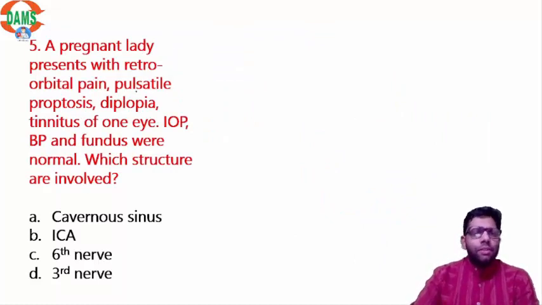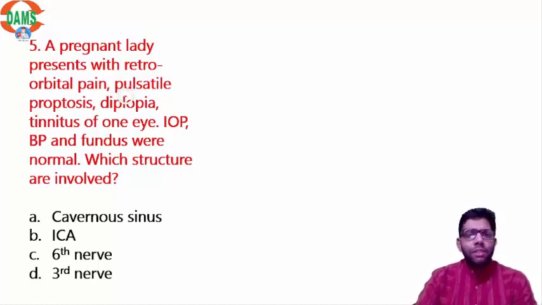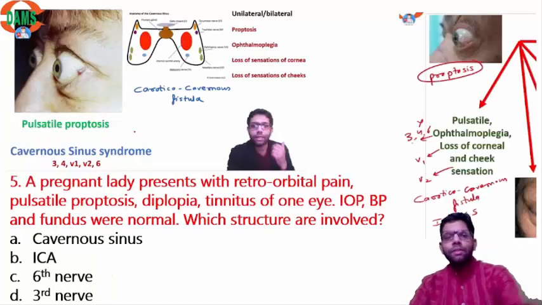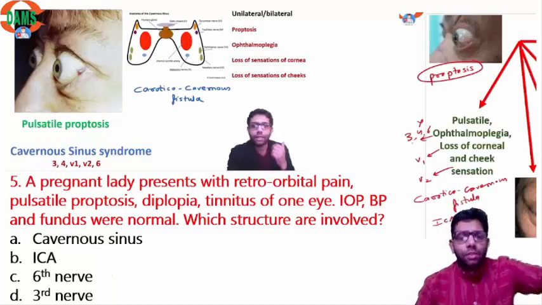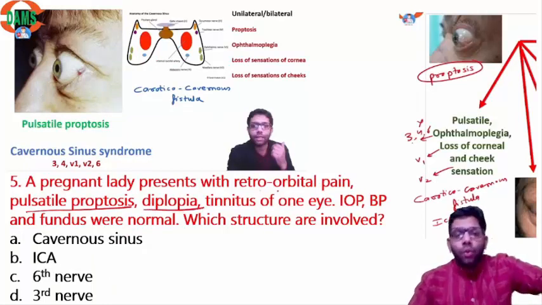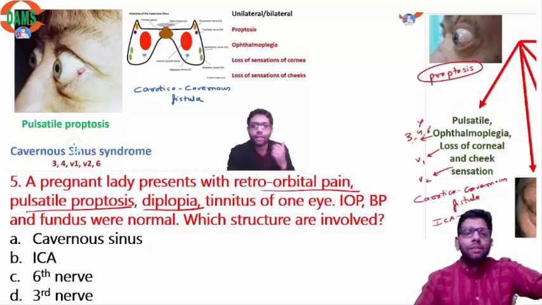Now a pregnancy case presents with retroorbital pain. Just see the symptoms. Pulsatile proptosis means there should be a communication with an artery. Diplopia means some nerves are involved, which is causing restriction or paralysis of the eyeball movements. Tinnitus in one eye. IOP, fundus, BP were normal. Which structures are involved? Pulsatile proptosis with diplopia and retroorbital pain means there has to be something related to an artery.